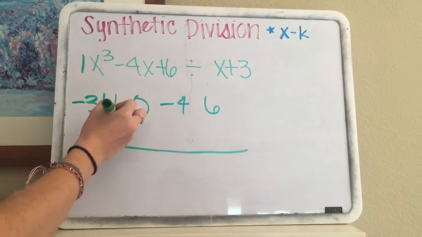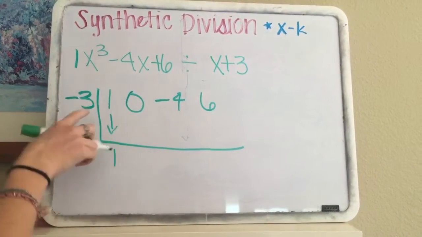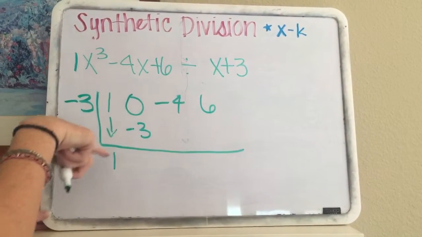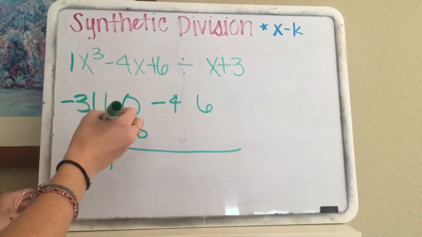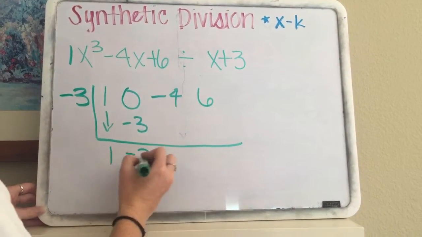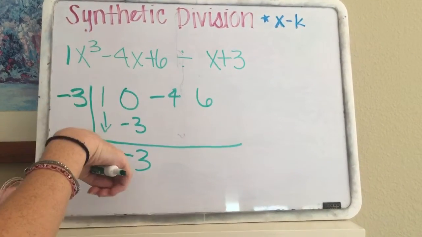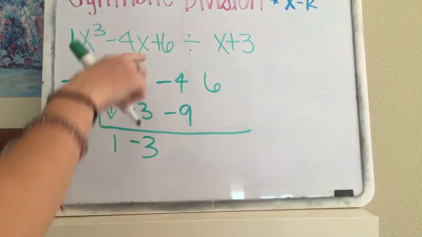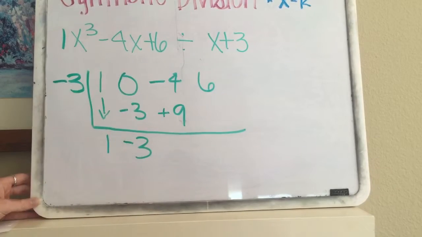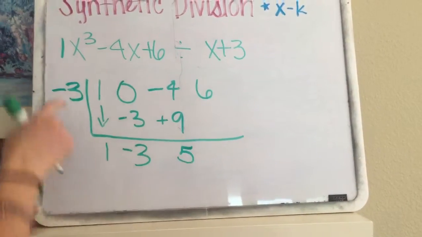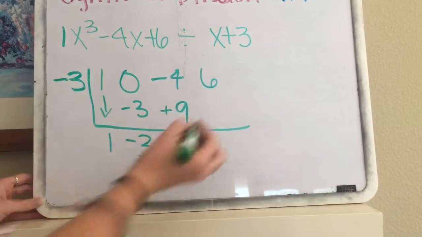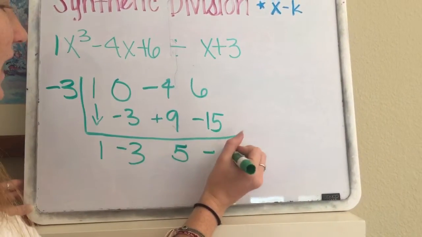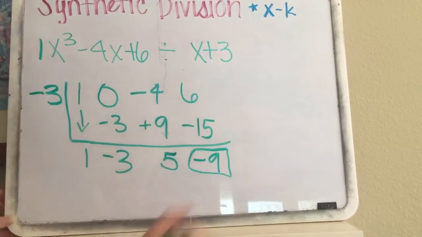And then you bring down your leading coefficient here, which is 1. Negative 3 times 1 gives us negative 3. And then that would be negative 3, if you add them. Negative 3 multiplied by negative 3 gives us negative 9. And then negative 4 plus 9 is 5. Negative 3 multiplied by 5 gives us negative 15. 6 plus negative 15 gives us negative 9. And here is our remainder.